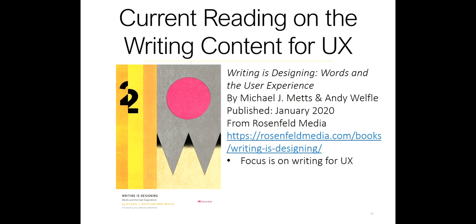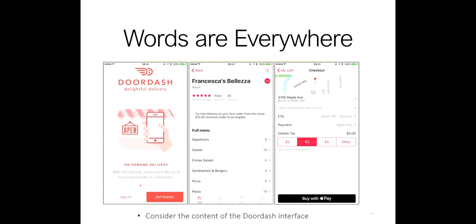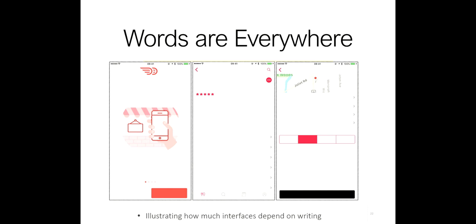for user experience design. And I think they make a very good point by pointing out that words from a user experience perspective are, in fact, everywhere. So here is, in this case, the content of the DoorDash interface as typically seen on a mobile device. And here's that same content without the words. This really does go a long way to illustrate how much of interfaces really depends on writing. And you want to make sure, by that same token, that you get that writing right.